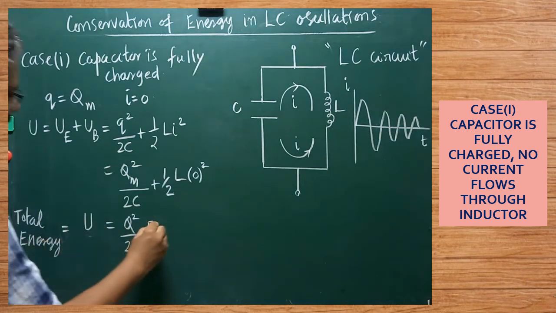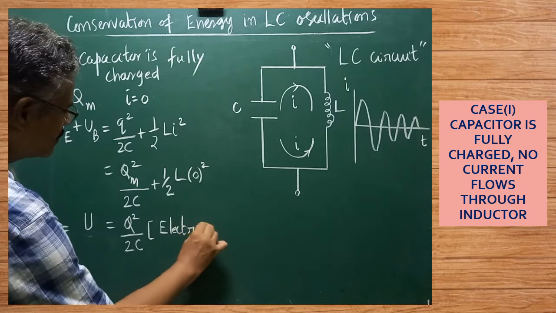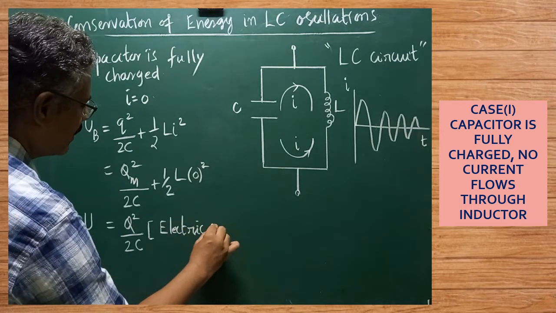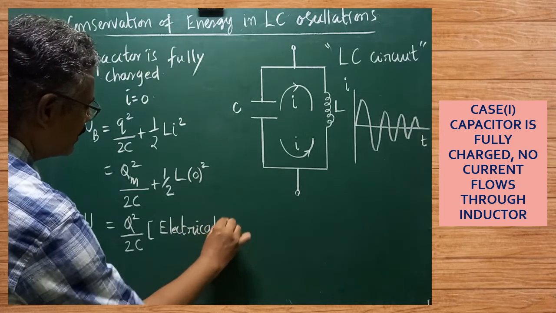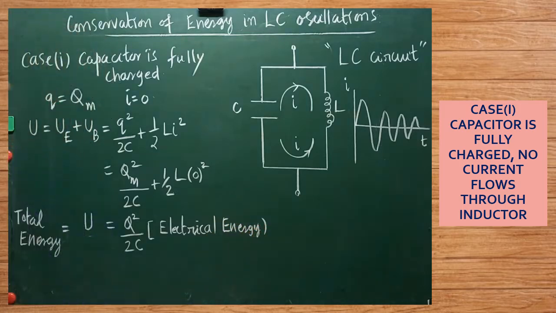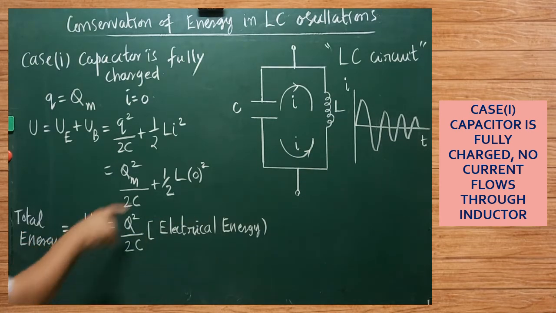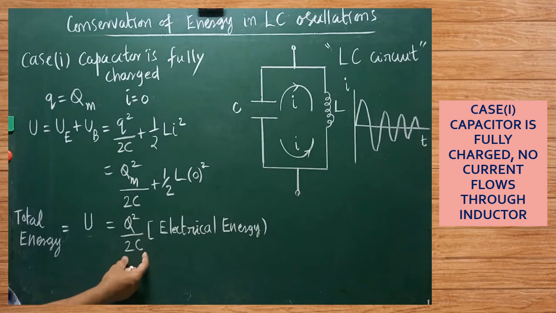So the total energy is fully electrical in nature. This is stored up in the form of electrical energy. Actually, electrostatic potential energy is stored up. Are you clear? Understood? But the amount of energy stored up in the system is how much? Q square divided by 2C.